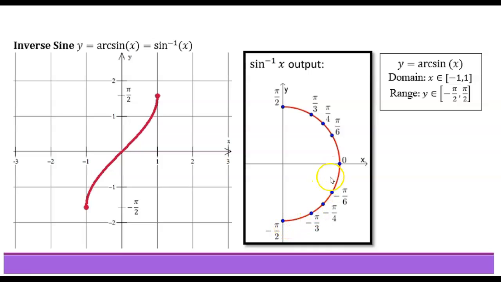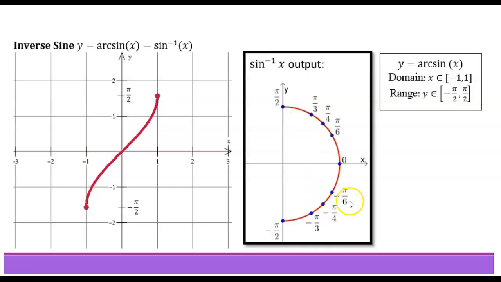So we can see down here, negative pi over 2, negative pi over 3, negative pi over 4, negative pi over 6. Those are our common reference angles. And then we have our quadrant 1 common reference angles, pi over 6, pi over 4, pi over 3, and pi over 2. So our sine inverse outputs can only be from these values here. So negative pi over 2 all the way to pi over 2.